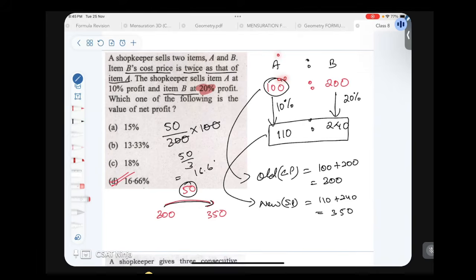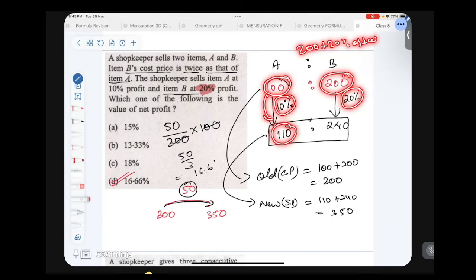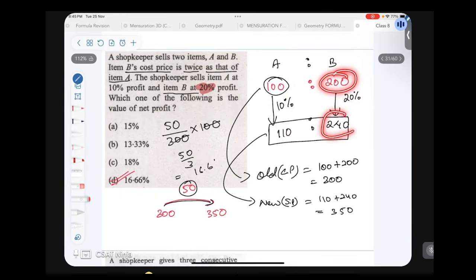Now if the cost price of this one is 100, then the cost price of B is double of this one, which is 200. If from 100 there is an increment of 10%, it will be 110. From 200, if there's an increment of 20%, that means 200 plus 20% of 200. 10% of 200 is 20, so 20% of 200 will be 40. So 200 plus this one will give me 240.